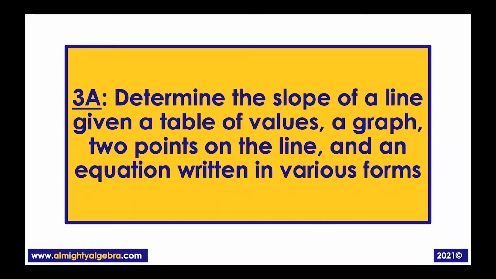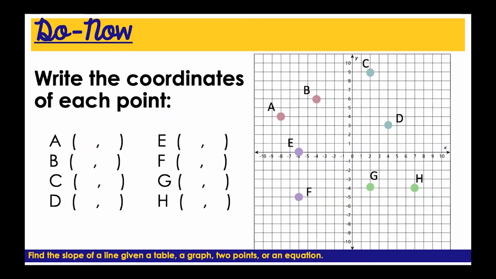3a. Determine the slope of a line given a table of values, a graph, 2 points on the line, and an equation written in various forms. We're going to begin with a do now on labeling points in the coordinate plane. Pause the video now and write down the coordinates for points A through H.